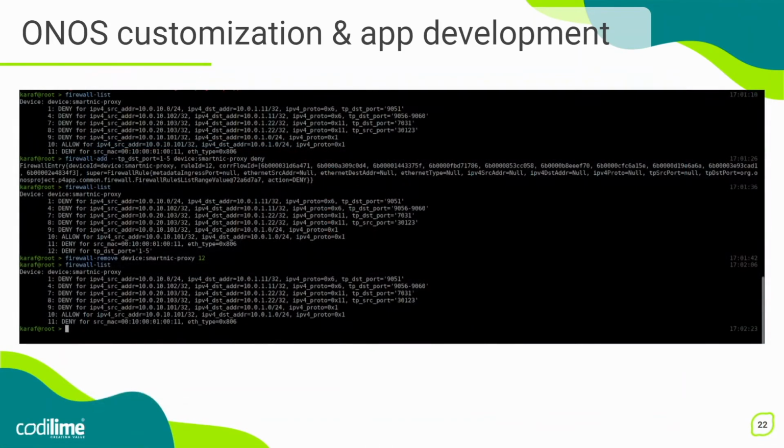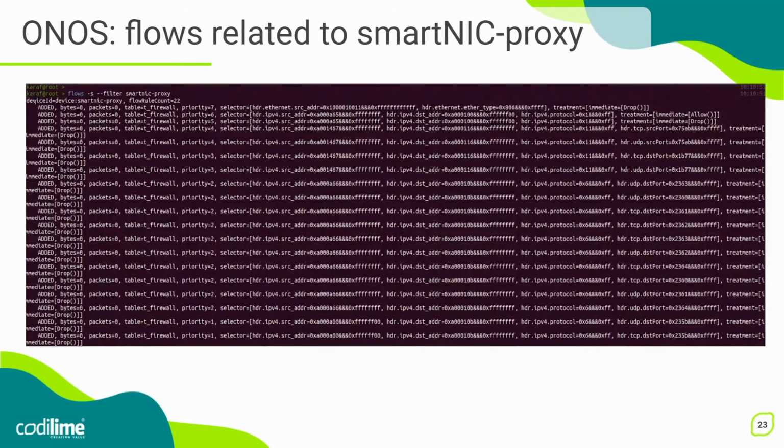The CLI component, in turn, extends the native ONOS CLI with some firewall-specific commands. It offers similar capabilities as the web UI component, and it is targeted at those who prefer to work with CLI rather than GUI. And here is an example of how user-made firewall tables were mapped to traffic flows related to SmartNIC at the ONOS level.